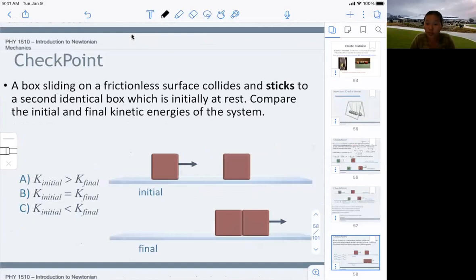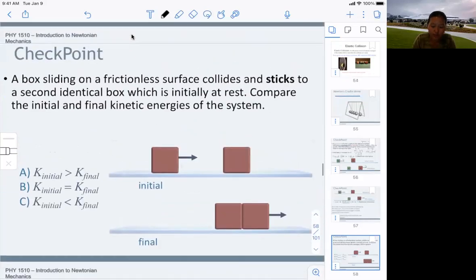All right, so another question that you have already done. You have a box sliding on a frictionless surface. You can see that over and over again, we try to simplify our situation by looking at no friction. So which means we don't have to think about momentum transfer. They have a collision and they stick together. So what happens to the final kinetic energy of the system?